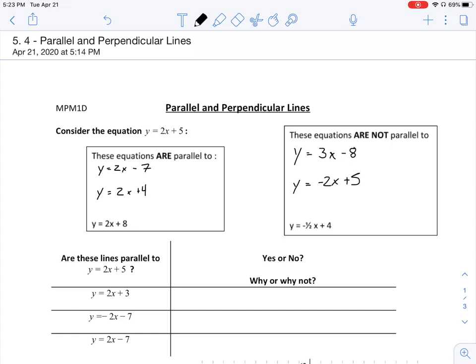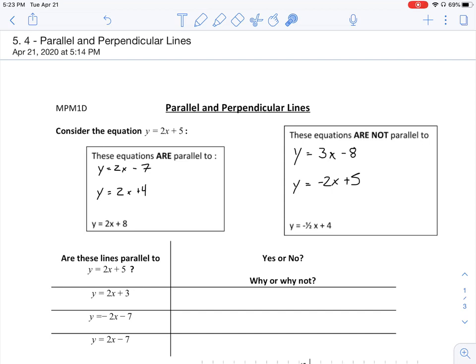So today we're going to be talking about parallel and perpendicular lines. Now the thing about parallel and perpendicular lines is they have very unique characteristics with each other, and that's basically all we're going to talk about today: the characteristics between parallel lines and the characteristics between perpendicular lines.